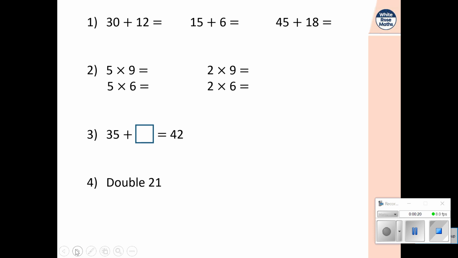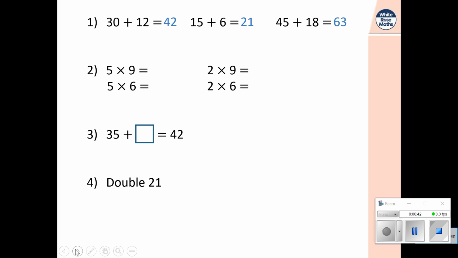Hello, we're back again. Right, let's whiz through the answers. So question number 1, 30 plus 12 is 42. I would have done 30 add 10, which is 40, and then I'd have added another 2. Next question, 15 add 6 is 21. And then the next question, 45 add 18 is 63.